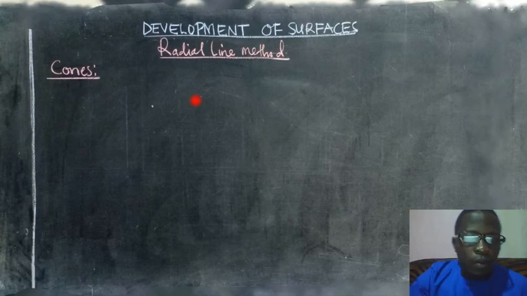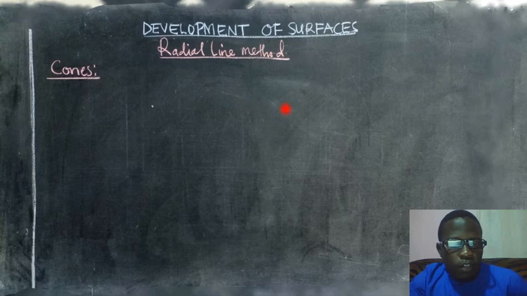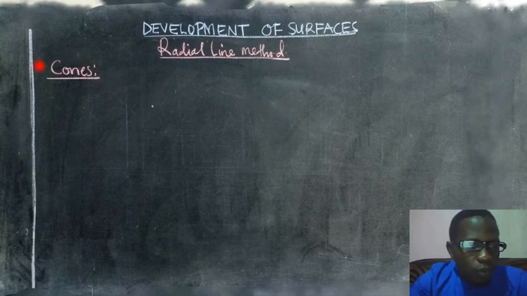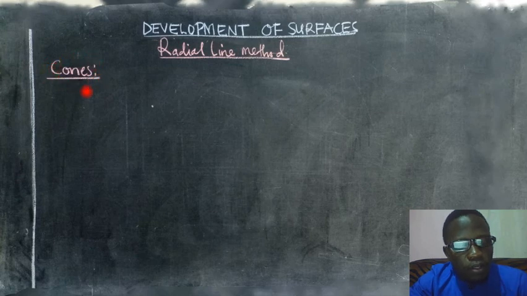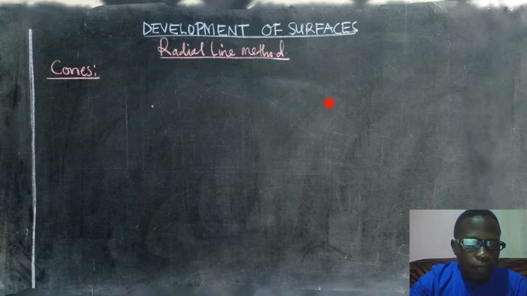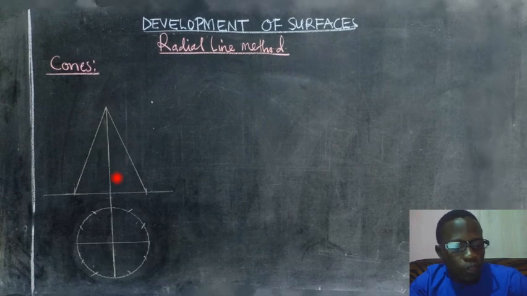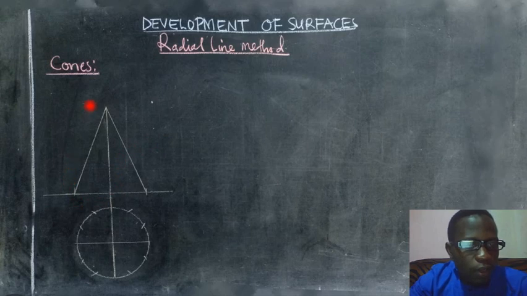We are continuing with the development of surfaces, and this time we are concentrating on cones, as you can see on the screen. And the method of development is the radial line method. Now, what you're seeing there is a right cone placed on the horizontal line, as you can see, and with its plan included.